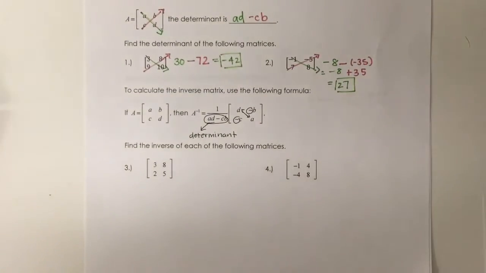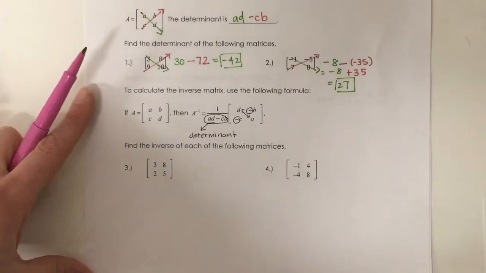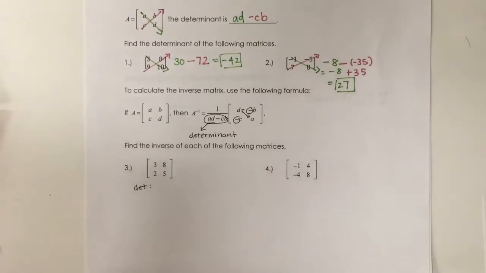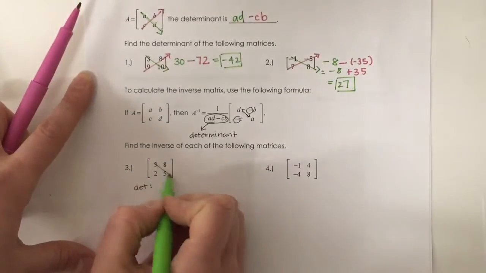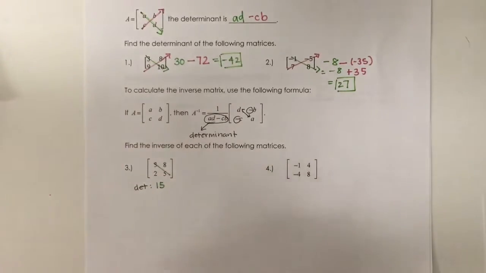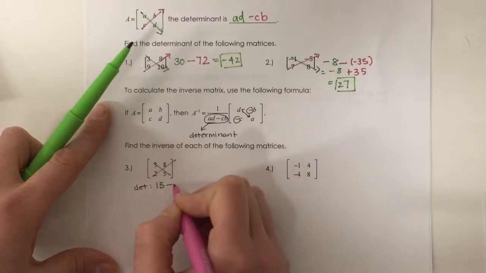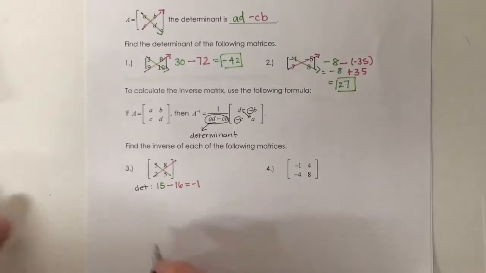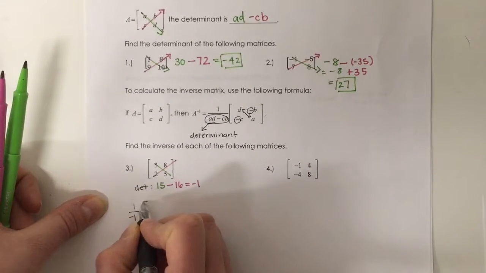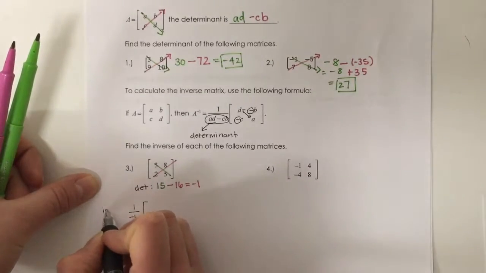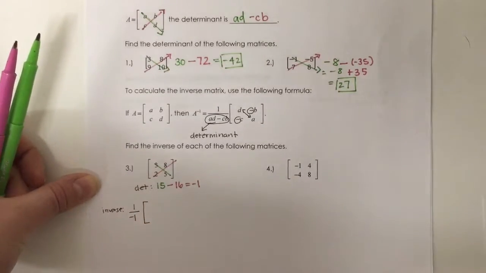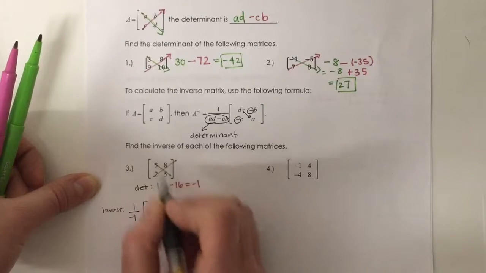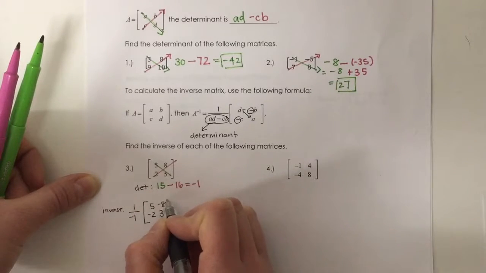So let's look at finding the inverse of these two matrices. First, we need the determinant. I'm going to let DET represent the determinant. So 3 times 5 is 15, minus 2 times 8 is 16. My determinant is negative 1. Now we're going to use this formula: 1 over my determinant of negative 1. This is going to find our inverse. We're going to switch the places of 5 and 3. So 5 will come to the upper left, 3 to the lower right. Switch the signs of 2 and 8, so it'll be a negative 2 and a negative 8.